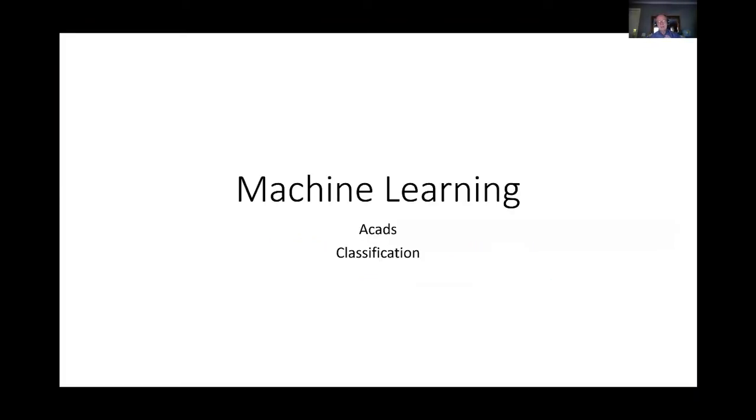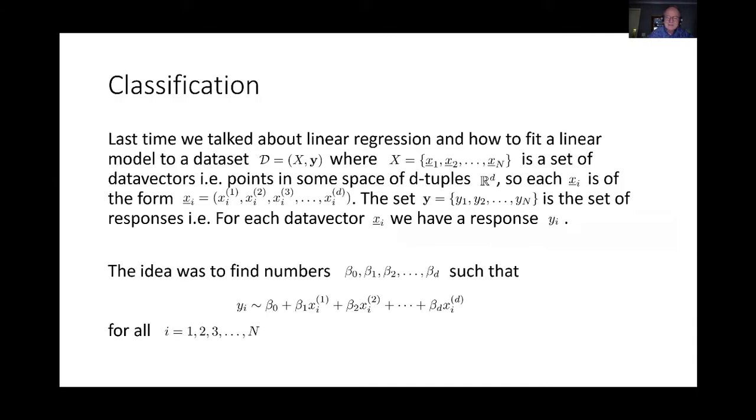Okay, so we come to lecture number 2. This lecture we're going to deal with classification, which is another branch of machine learning. So last time we saw regression, in a simple case, linear regression. So then we're going to look at what's called classification.